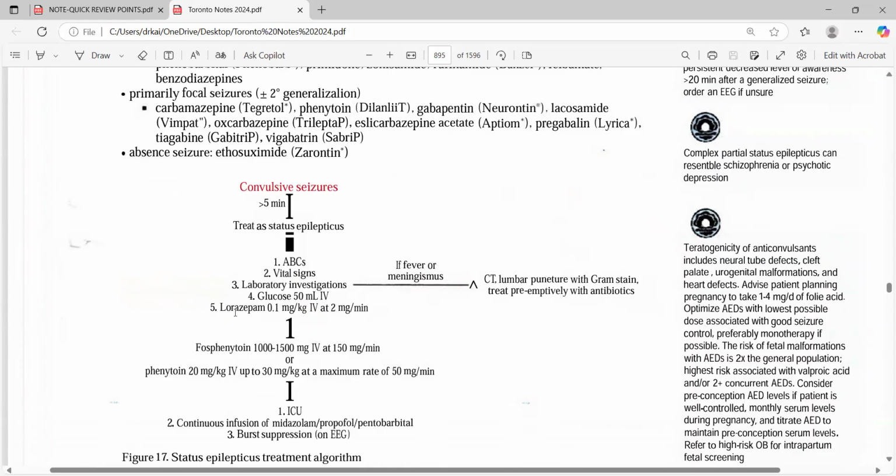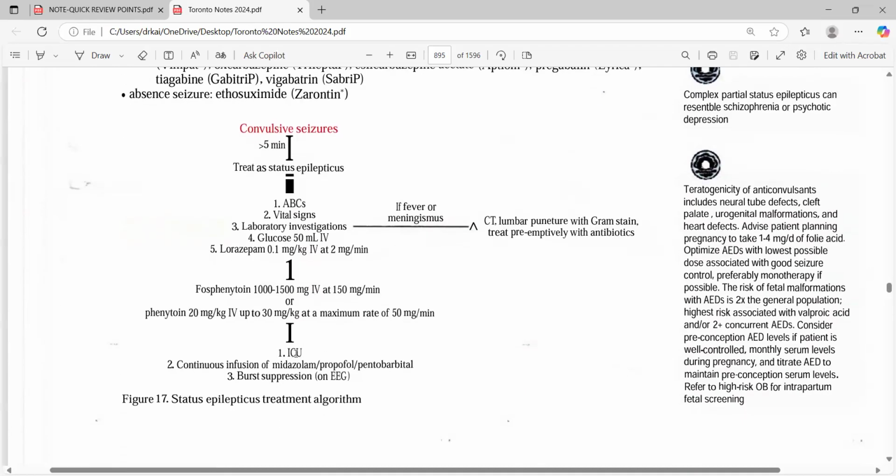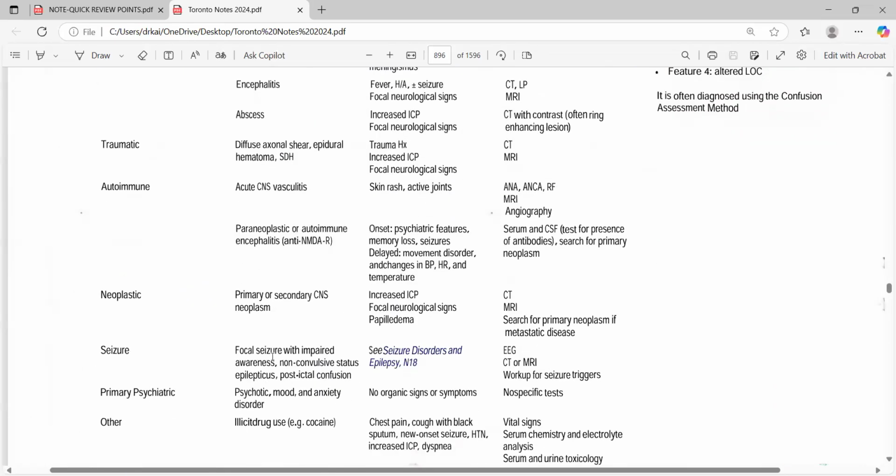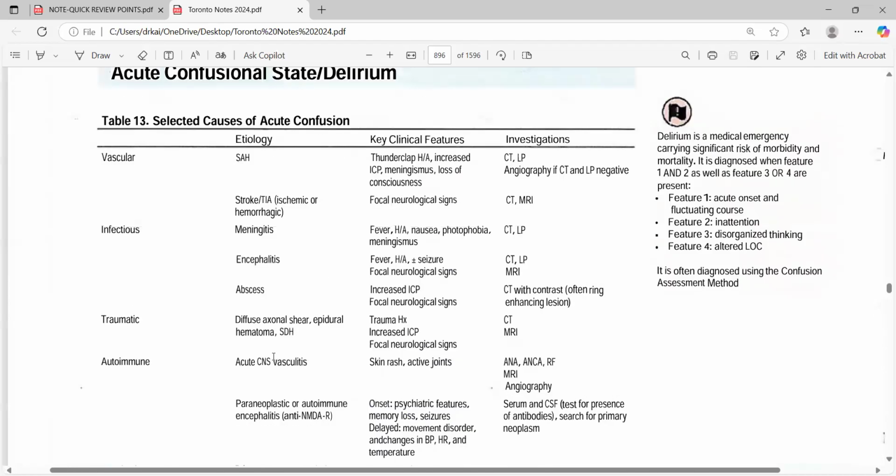Then lorazepam, just to control the seizures. Then fosphenytoin or phenytoin can be given. You don't need to go into detail about the dosage. Then ICU, and continue the infusion of midazolam to control all of that, and then burst suppression on the EEG. So just for your idea, this is how you're going to control a status epilepticus condition. And this one is more than enough for you to find out, in any kind of confusion, what kind of investigations you need to do.